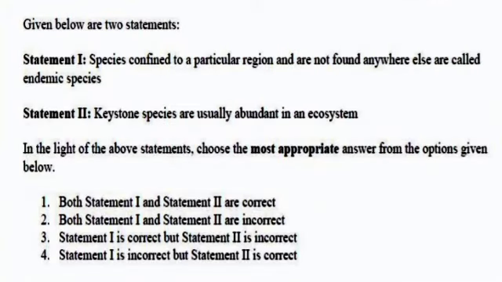In the next question, statement 1: species confined to a particular region and not found anywhere else are called endemic species. Statement 2: keystone species are usually abundant in an ecosystem. So in light of the above statements, the right one is option 3. That is, statement 1 is correct but statement 2 is incorrect.